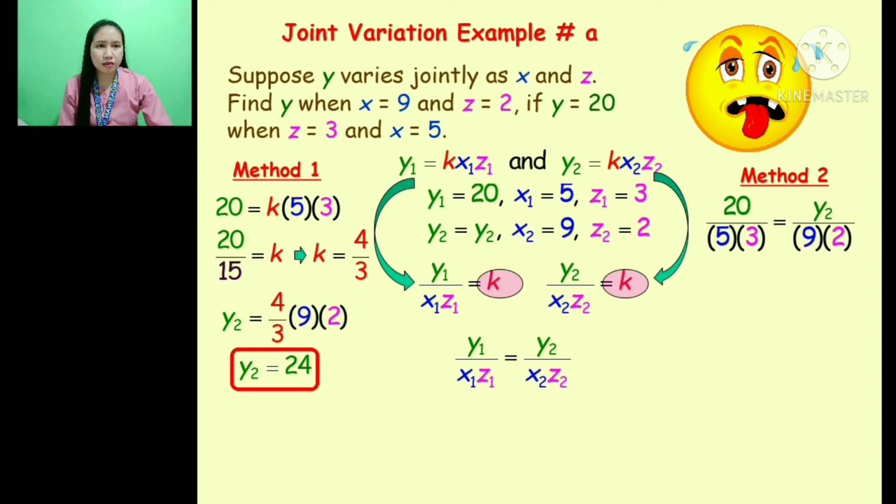Let's simplify this. We have 15 y sub 2 is equal to 360. Divide both sides by 15. Y sub 2 is 24. So are they the same? Yes. So any of the two, if you choose method 1 or method 2, they are still the same.